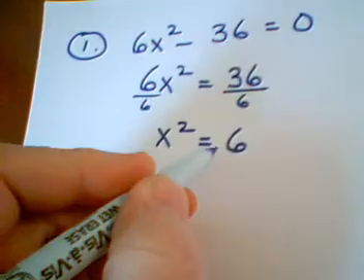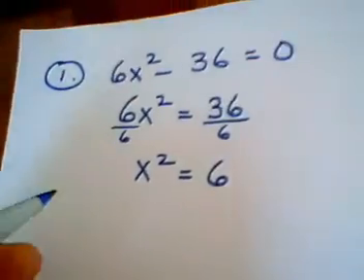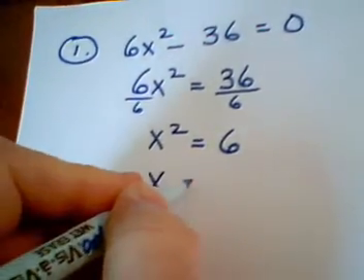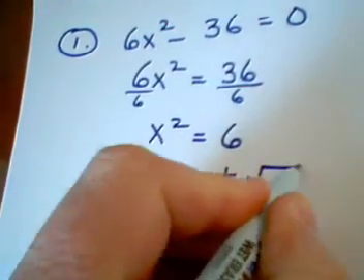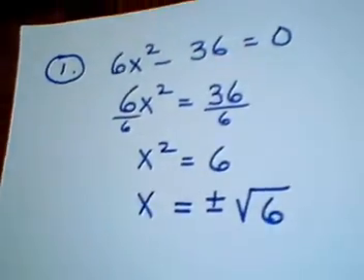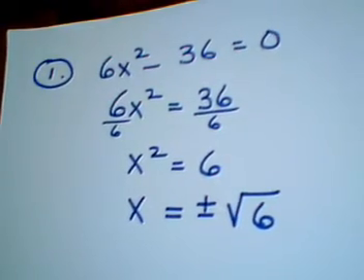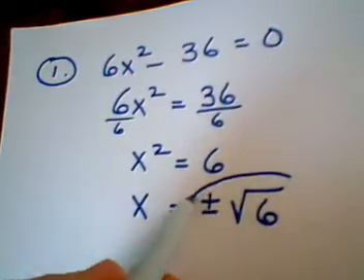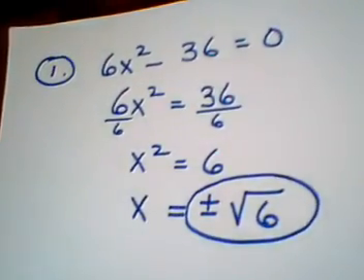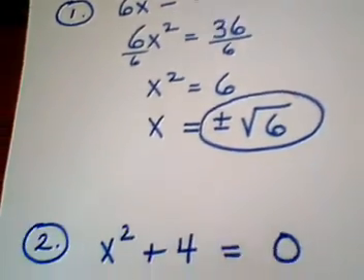If x squared is equal to 6, the square root property tells me that x is equal to plus or minus the square root of the constant. So I have 2 answers to this problem, a positive square root of 6 and a negative square root of 6, and we're done. So we applied the square root property.